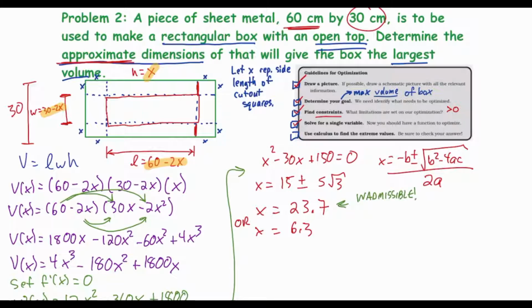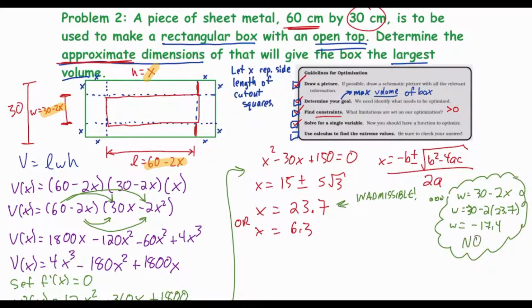I thought the only constraint we set was that our values had to be positive, and this is a positive number, so what's wrong with that? Well, let's think quickly back to our question. What do we know about the width? I know the width is equal to 30 minus 2x. And if our x value that we just found is 23.7, what's our width going to be? Well, it's going to be 30 minus 2 times 23.7. It's going to be negative 17.4. Can I have a negative width? No, I cannot. So that is why this is inadmissible.